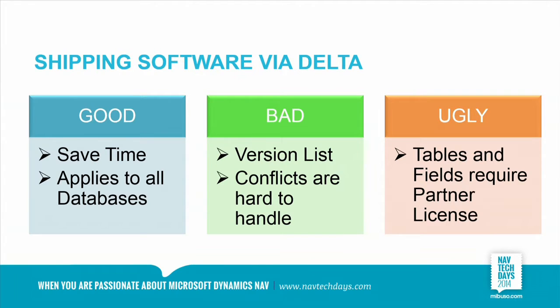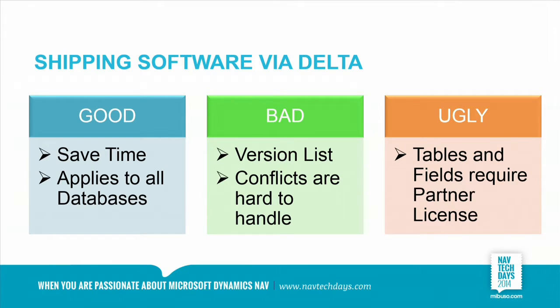There's some bad things. You have to start fiddling around with the version list. There's a couple of scripts that can help you doing that. Conflicts are quite hard to handle. I already talked to Per Mogensen about this, and he's thinking about expanding his merge tool with allowing you some user interface to handle the conflict files.